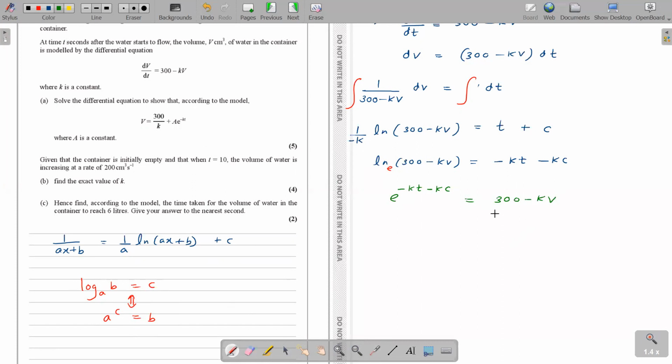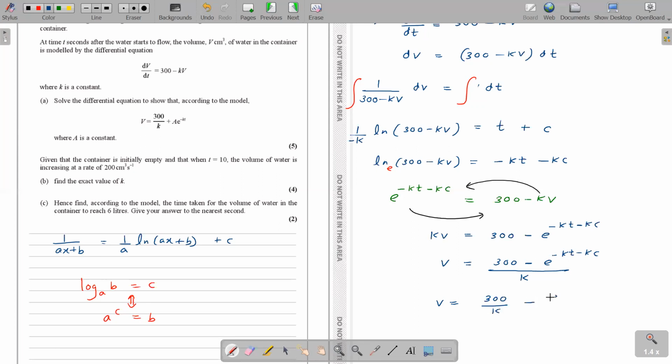Okay, so we'll make v the subject. Minus kv, I'll bring it to the other side as plus kv, and I'll bring this to the other side. Minus kv goes as plus kv equals 300 minus e to the power minus kt minus kc. I think we are almost there. Remove the k, so v equals 300 minus e to the power minus kt minus kc, whole thing divided by k, right? Separate them out: 300 over k minus e to the power minus kt minus kc over k.